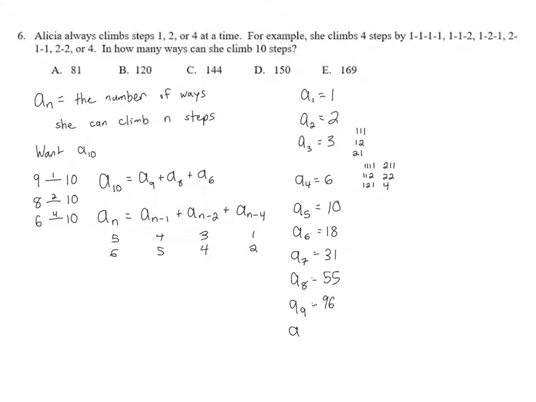And then finally, a sub 10 is going to be a sub 9 plus a sub 8 plus a sub 6, which is 96 plus 55 plus 18, which is 169. So there are 169 different ways she can climb the stairs, and that is answer choice E.